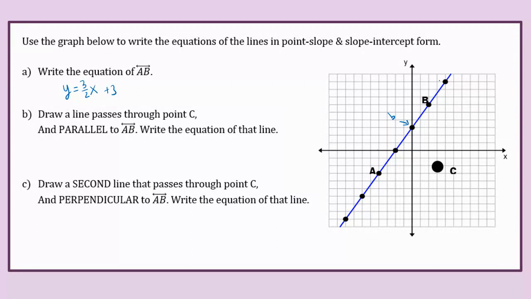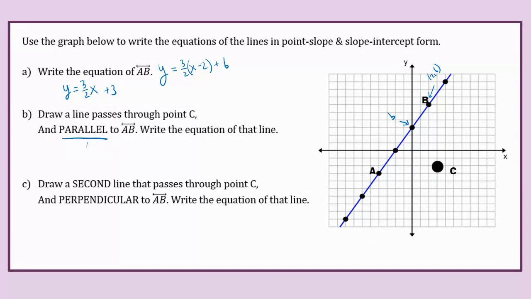I could also have picked any point. Like maybe I want to pick point B. What is that? 2, 1, 2, 3, 4, 5, 6. 2, 6, just to get the practice here. Y equals, my slope is still the same, x minus 2 plus 6. If I were to expand this, I'm going to get this. I should, okay? So now it says draw a line that passes through point C and is parallel to AB.